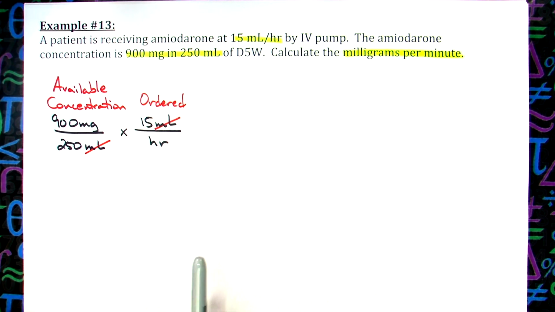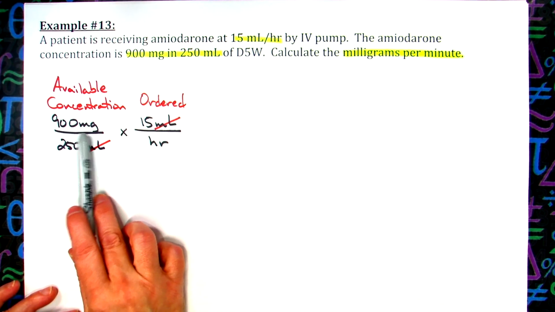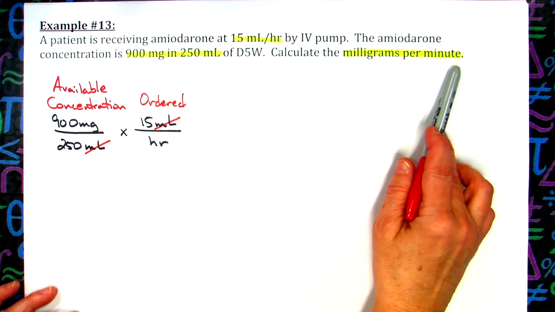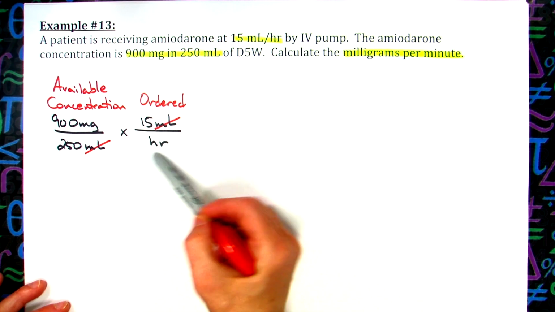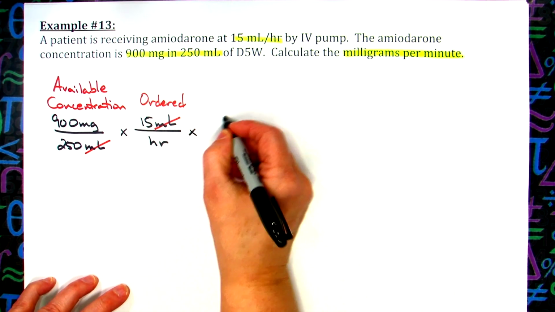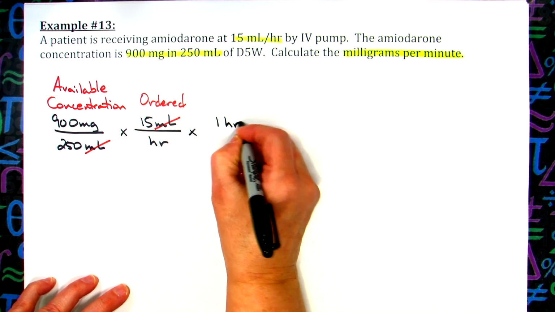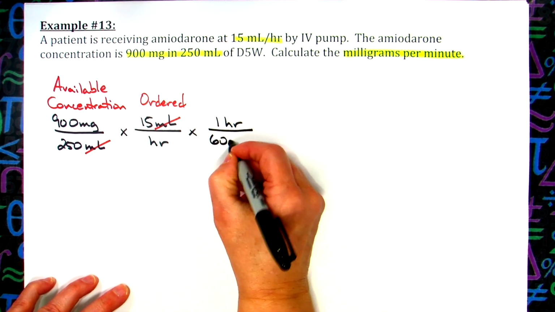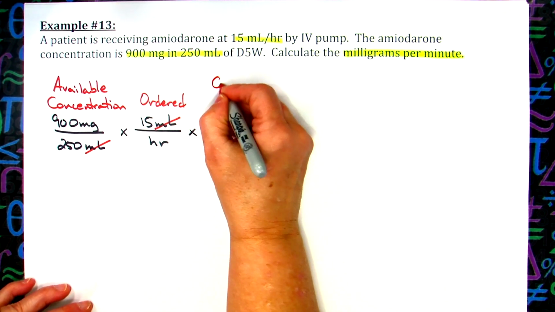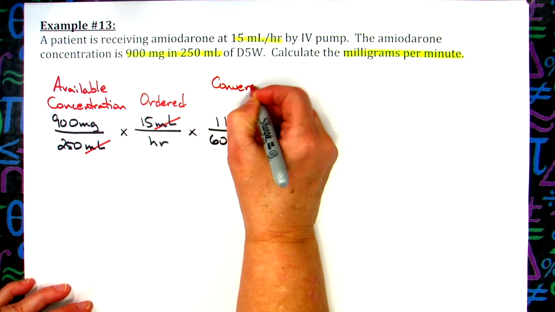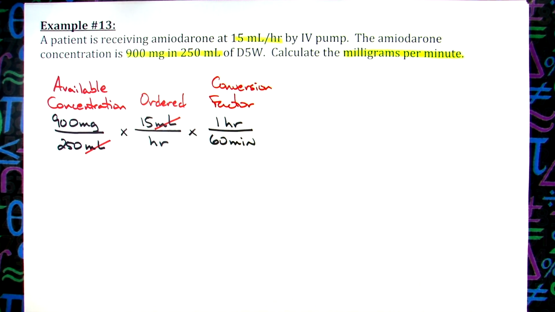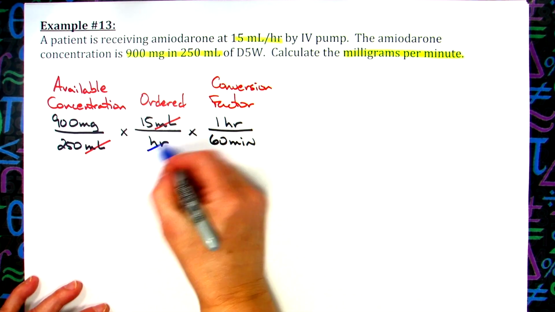Okay, now if I look at what I've got here, I've got milligrams per hour, so really close. I need milligrams per minute. So the last thing is just a conversion factor of hours to minutes. So then I'm going to multiply by, again, I want hours to cross out, so I'm going to put the 1 hour on the top. I'm going to put the 60 minutes on the bottom. Okay, that's going to be my conversion factor. And then I'm going to be able to cross out my hours and hours.